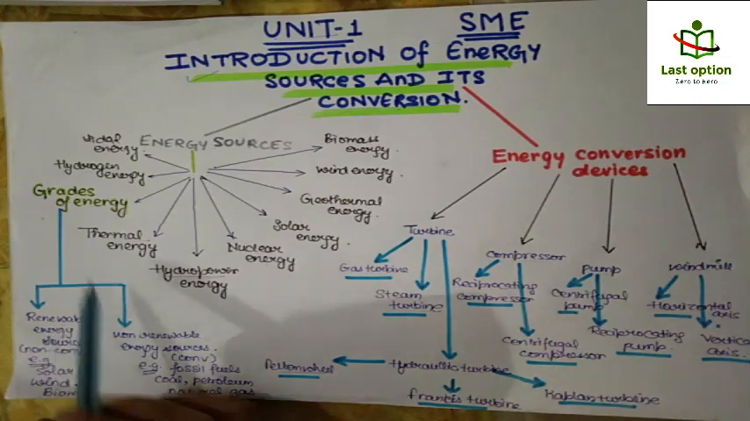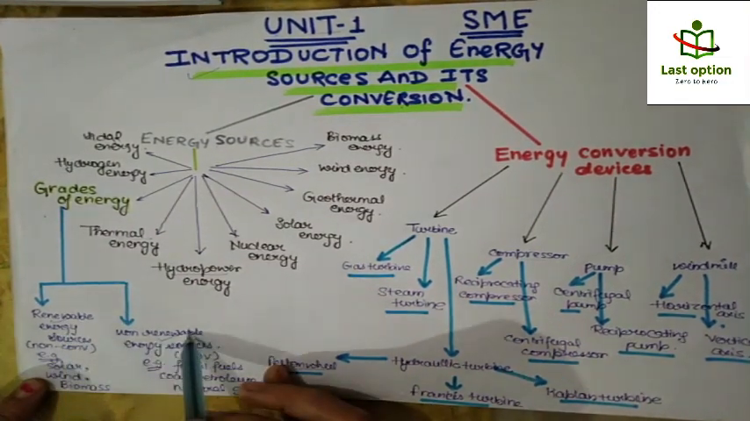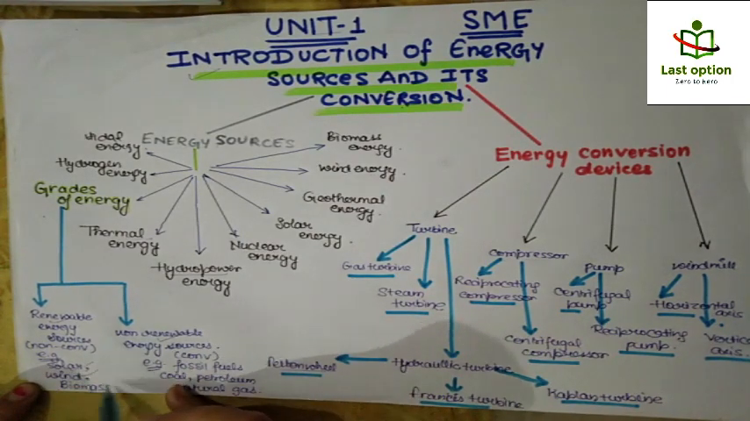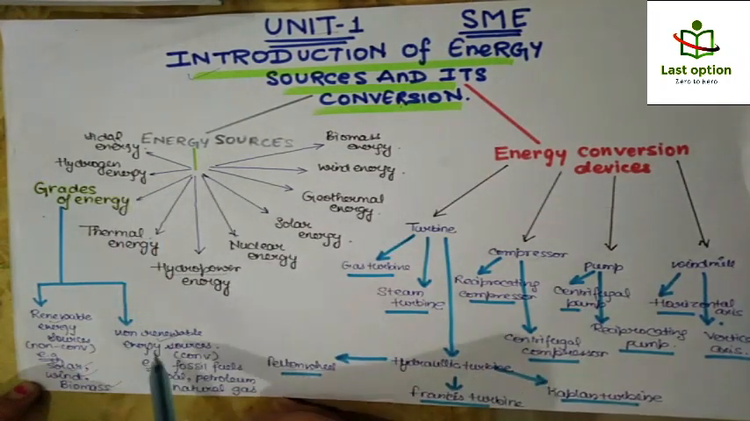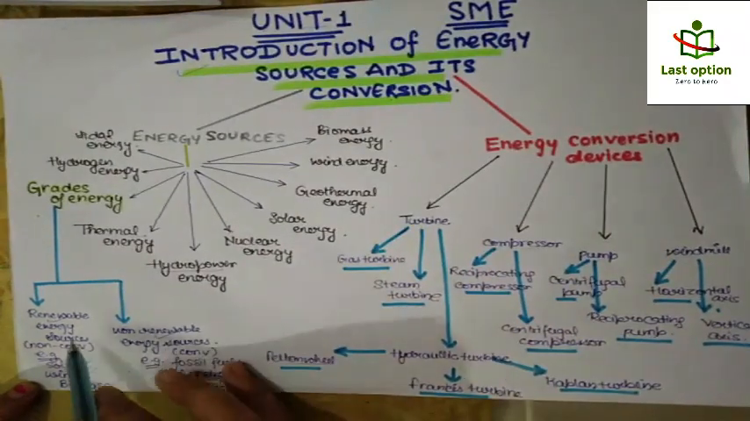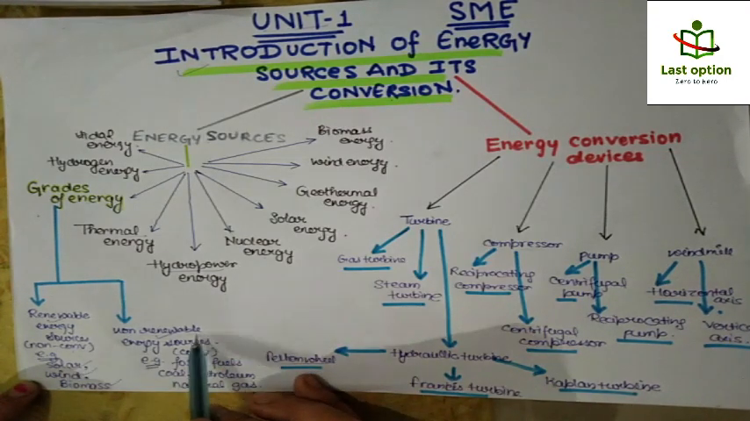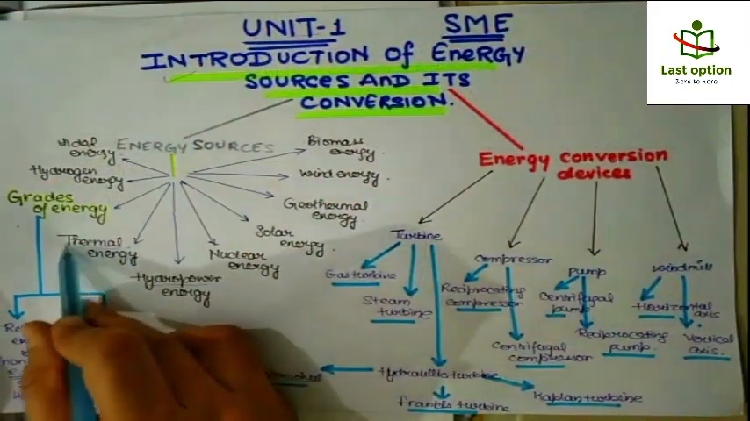So in grades of energy we have two types, that is renewable and non-renewable. In renewable energy we have solar, wind, biomass energy, hydrogen energy. And in non-renewable energy we have fossil fuels, coal, petroleum, natural gas. Renewable energy is also known as non-conventional energy, and non-renewable energy is also known as conventional energy. Our next topic is thermal energy.